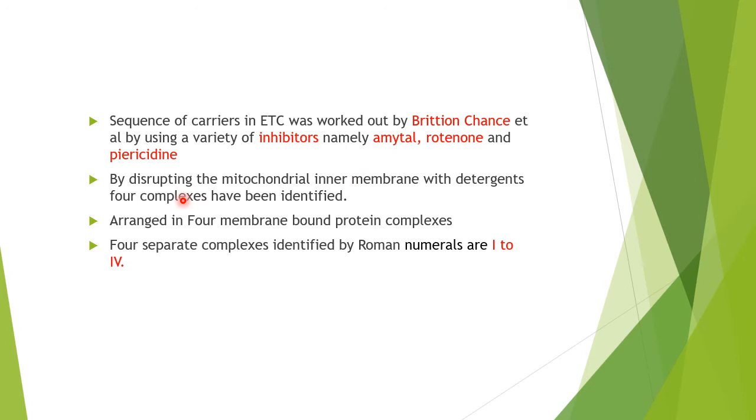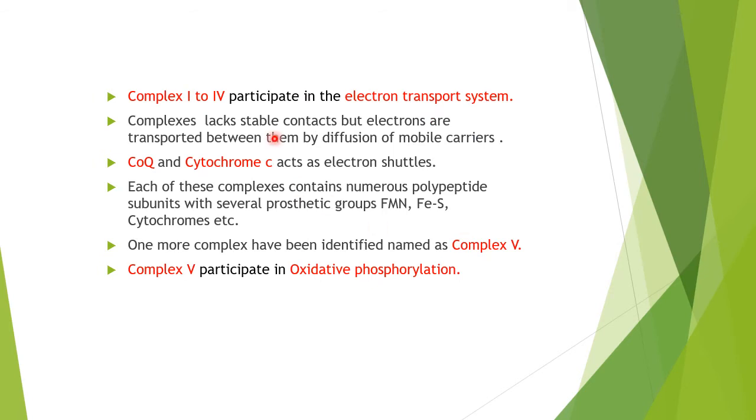There are 4 complexes of the ETC arranged in 4 membrane-bound protein complexes. So there are 4 separate complexes which are identified by Roman numerals from 1 to 4. Let us discuss them one by one. We have complexes 1 to 4 which participate in the electron transport system. So that means these are the electron transport carriers and they participate in electron transport.